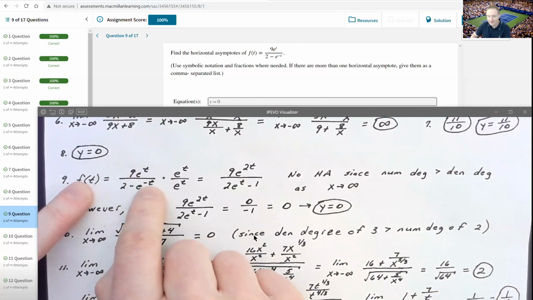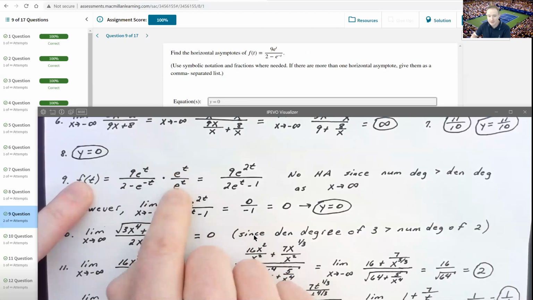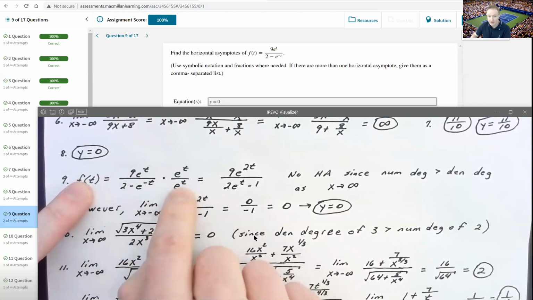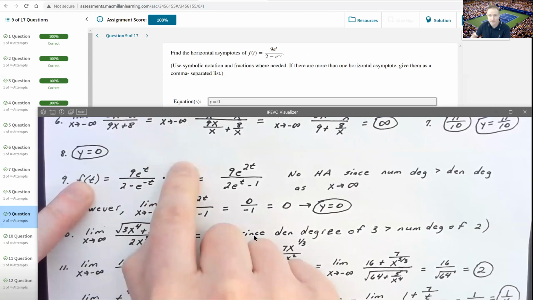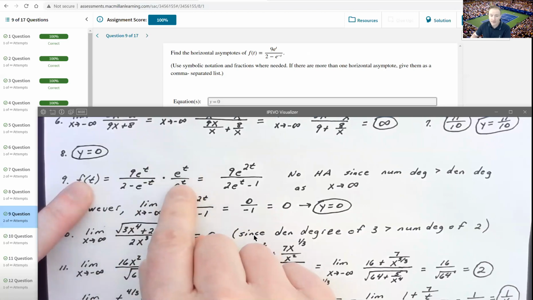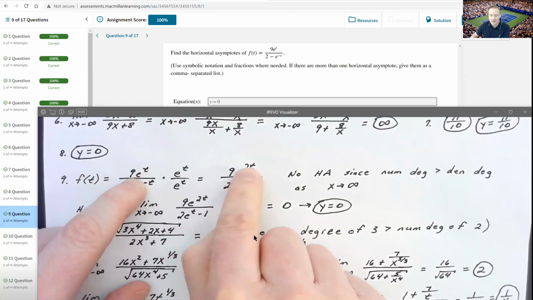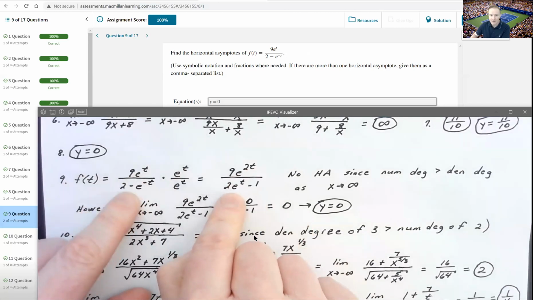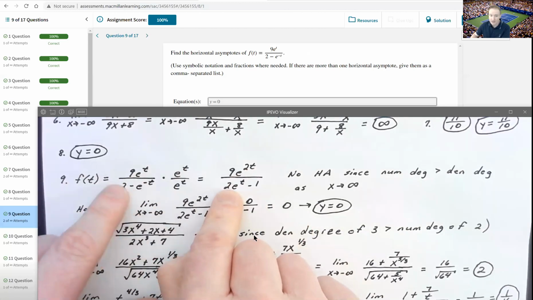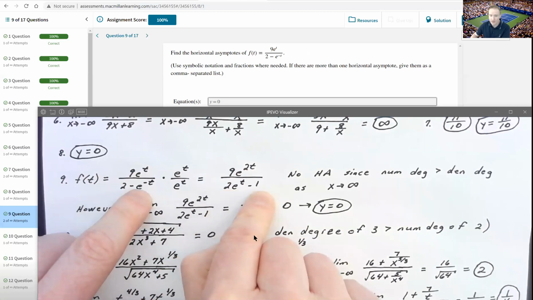I'd rather not have any negative exponents in my expression, so I'm going to multiply by e to the t over e to the t. Remember, that's just multiplying by an understood 1. Now, when I multiply by that understood 1, this makes it more clear. I'll have 9e to the 2t divided by 2e to the t minus 1.